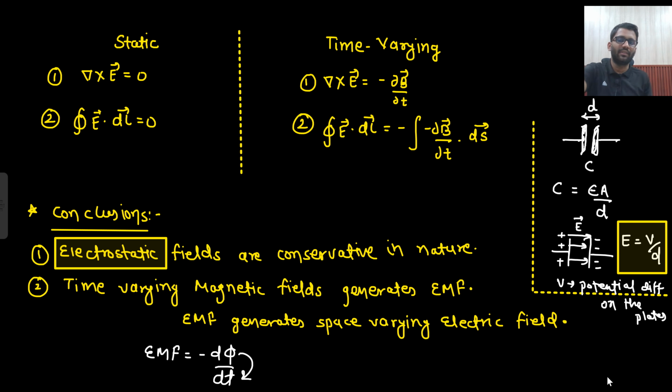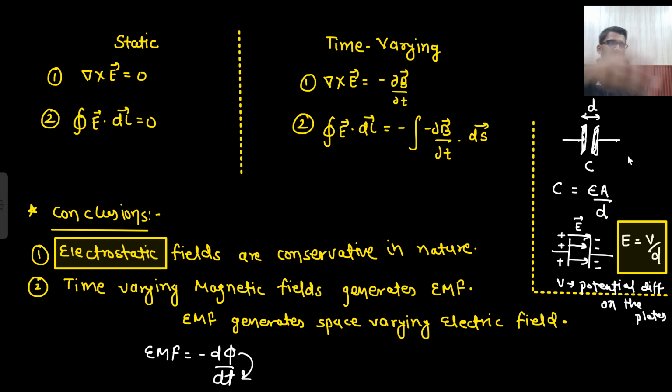This is the case of static, this is the case of time varying. So what is the conclusion? Electrostatic fields are conservative in nature, but a time varying magnetic field will generate some EMF, and if there is some EMF, then certainly there will be an electric field. EMF is like a potential only, so E equals minus del V. So if there is V, then certainly there will be an electric field as well.